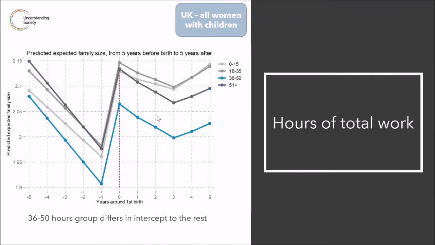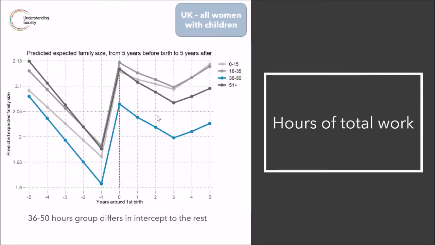I also combined both together, so hours of domestic work and hours in the job, and I found that the 36 to 50 group expected fewer children over time. And again, I expect this is the group that has highest dual burden, in that I can see in the data set those who work the longest hours overall are those who spend most of their time doing housework.